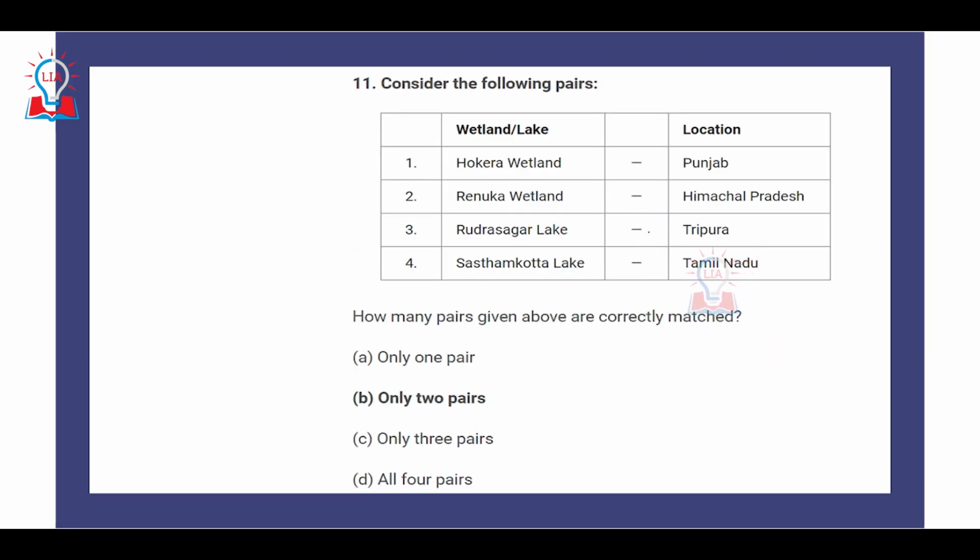The 11th question is related again to Indian geography. It's a map-based question where wetlands and lakes and their corresponding states have been asked. And again, UPSC has asked how many of the given pairs above are correctly matched. So again, if you look here: Hokera wetland in Punjab, Renuka wetland in Himachal Pradesh, Rudrasagar lake in Tripura, Sastamkotta lake in Tamil Nadu.